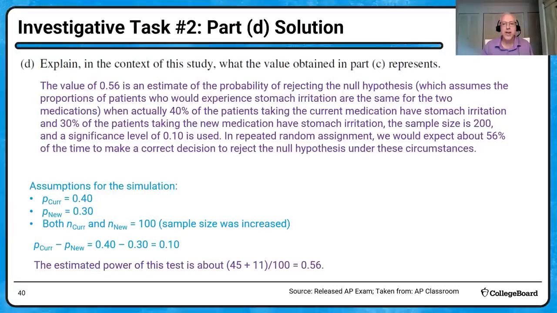It's the probability that if we were to repeat the random assignment, about 56% of the time, we would correctly find convincing evidence for the alternative hypothesis, which says that the new formulation helps reduce stomach irritation, because in fact, it reduces it by 10 percentage points under the assumptions here.